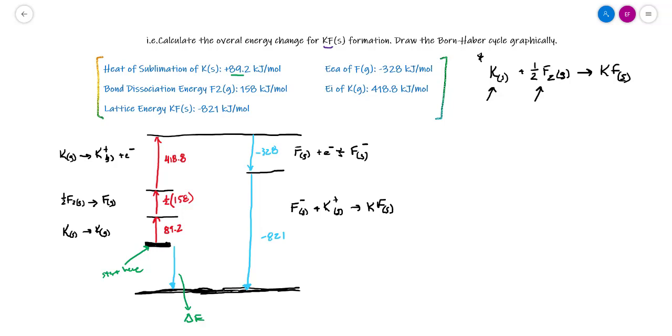That's what we got from here. We do the same thing for fluorine that we did before with chlorine. So we have that bond dissociation energy, so we use that to split it in half. It's important. In the previous one I didn't mention this explicitly, but I want to be really clear here.